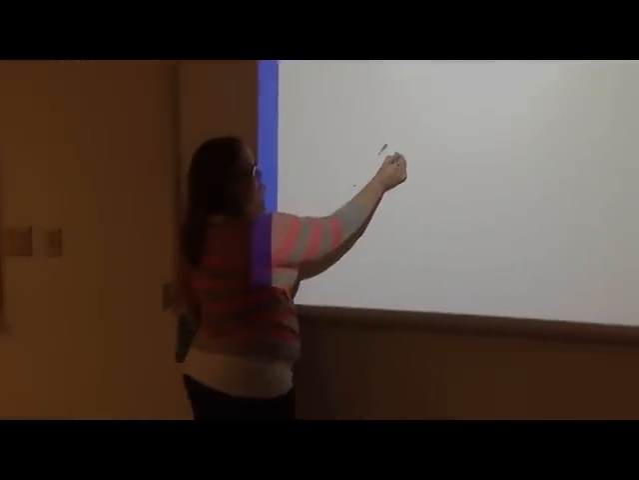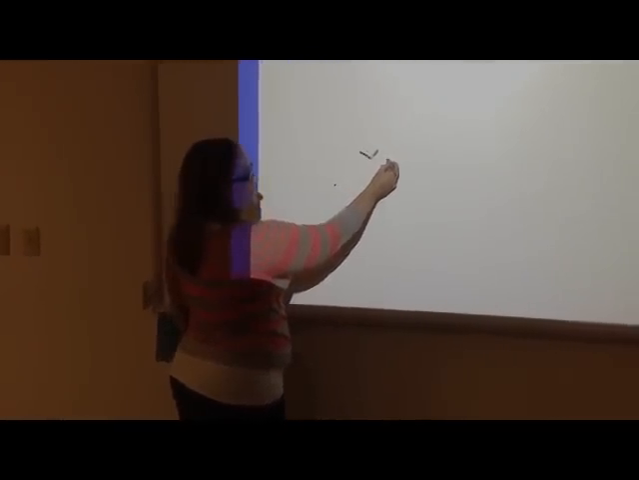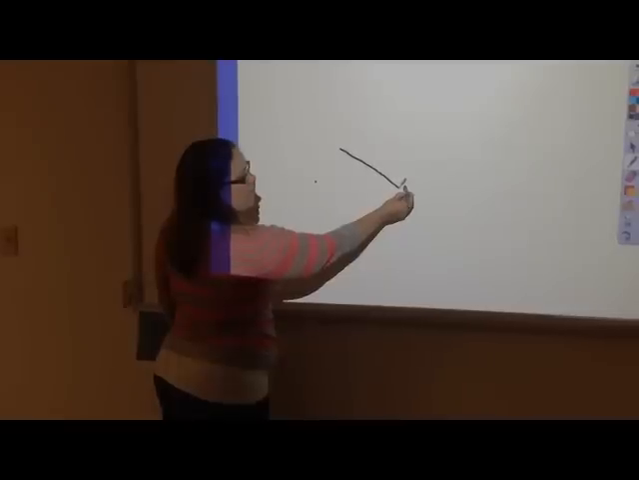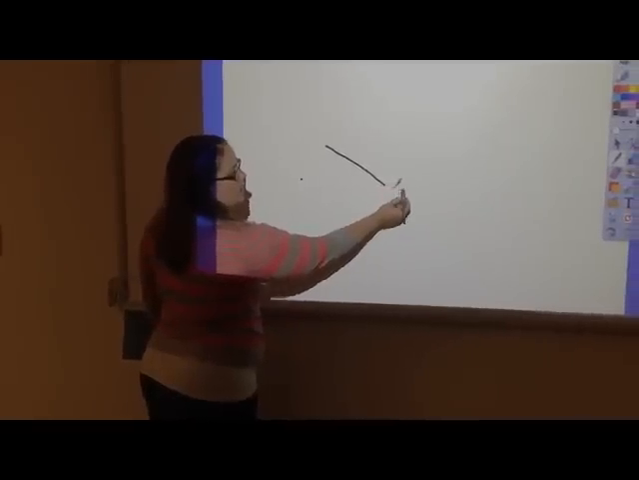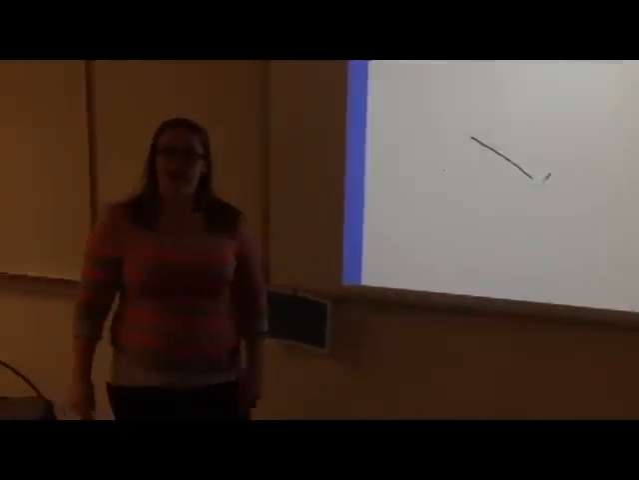The next thing we're going to go over is calibrating the board. Calibrating the board allows the pen to be where it actually touches. So if you notice, it is not right where my pen is touching. It's a little bit off. And there are two ways to actually calibrate the board.